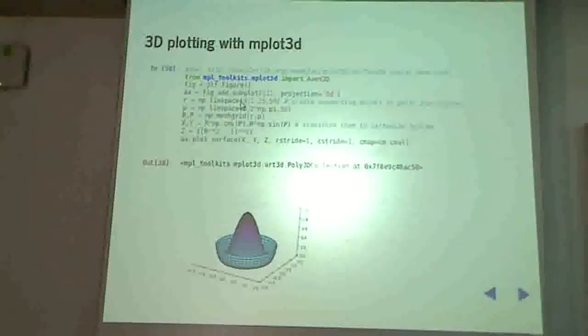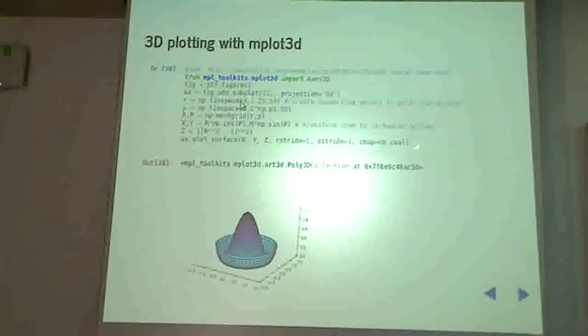Now the last command is what actually generates this surface for you. It's helpfully called plot surface. You have to give the x, y and z arrays that you want to plot. R stride and C stride, I don't know what that means. I think that probably refers to the viewing angle, the direction you are looking from, but I have to check what that means.